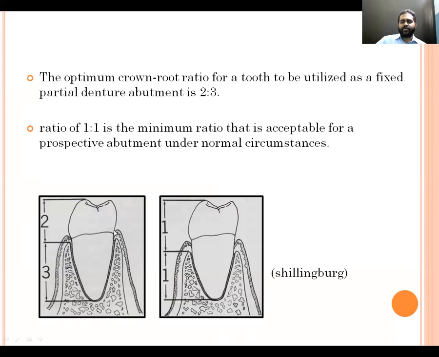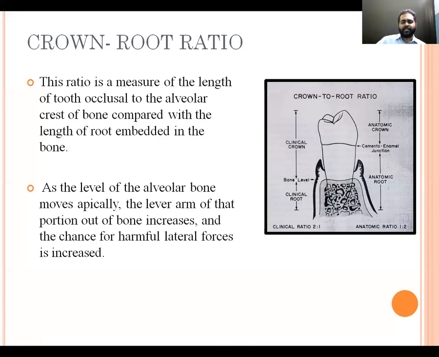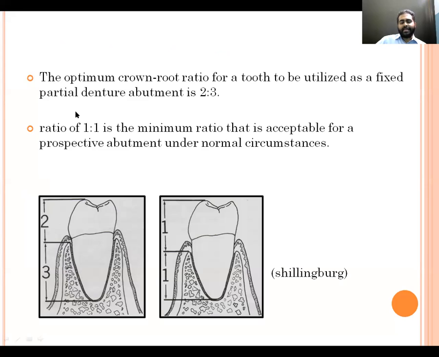So the clinical crown root ratio is around 2 is to 1 and the anatomic ratio is 1 is to 2. This is one of the MCQs which is commonly asked in all the CET exams which will be taking place for your PG examinations. The optimal crown root ratio is basically 2 is to 3. Again, there is stress on these words, optimal crown root ratio. The minimal or acceptable crown root ratio is 1 is to 1.